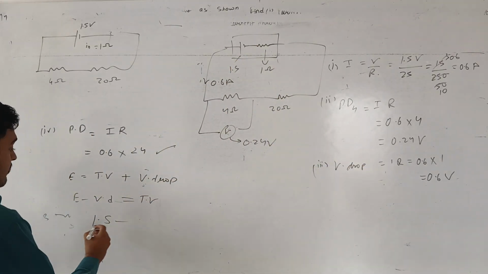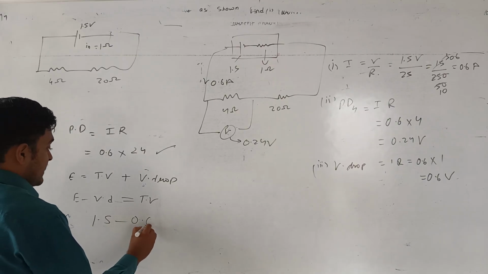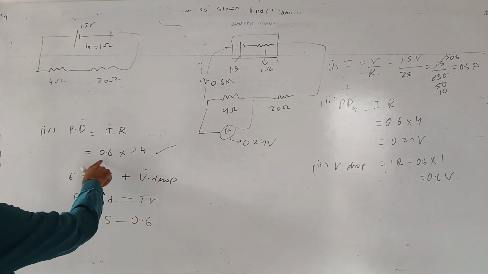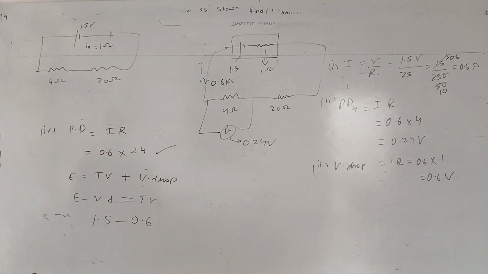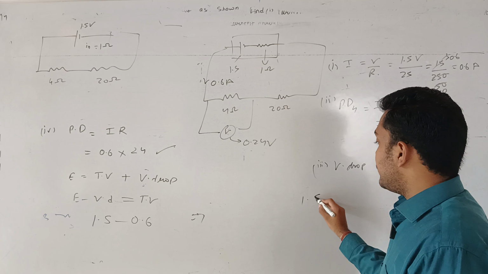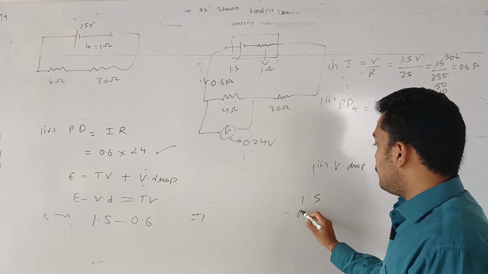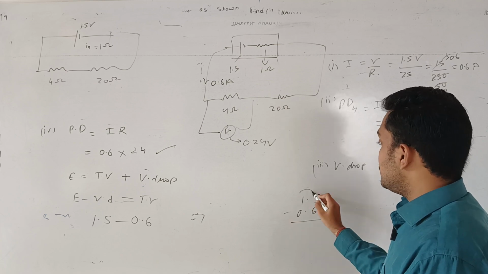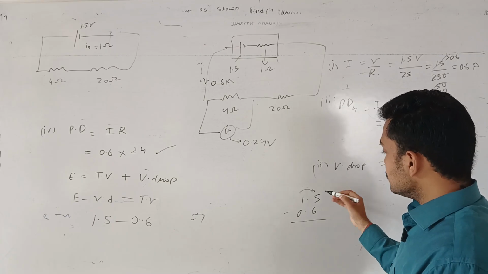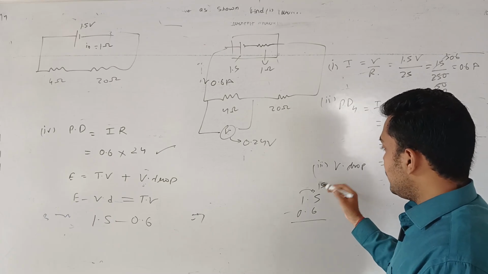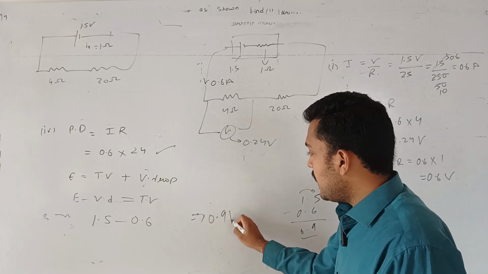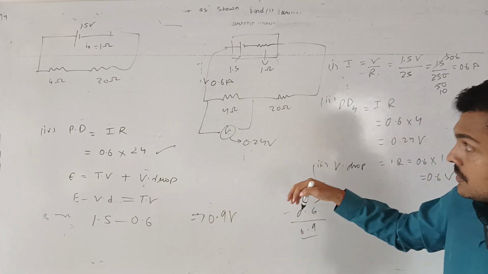We can simply write 1.5 minus 0.6. This also we can do. So we have 1.5 minus 0.6. This comes out to, we'll take the LCM, 15, and 15 minus 6 is 9, so 0.9. 0.9 volt is the terminal voltage.